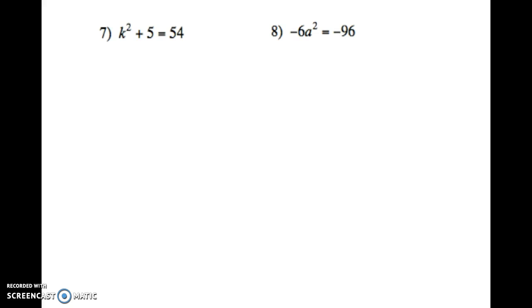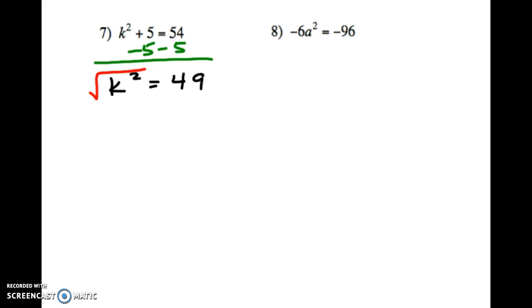As we move on to 7 and 8, we may notice that in these cases, the variable that's squared is not all by itself on one side of the equation. So our first step will be to get the variable squared by itself. In the case of number 7, we got k squared plus 5, so to get rid of the plus 5, we're going to subtract 5 from both sides. 54 minus 5 should give us 49.